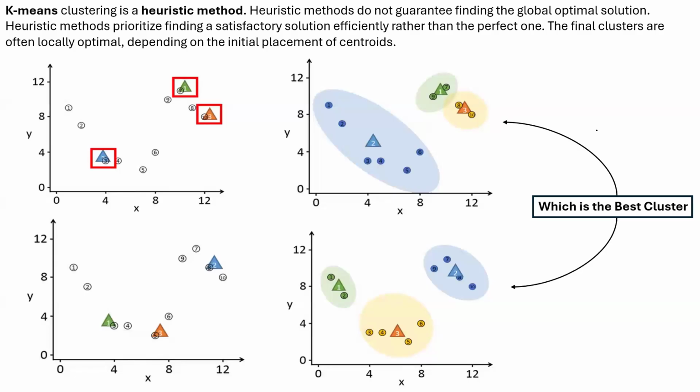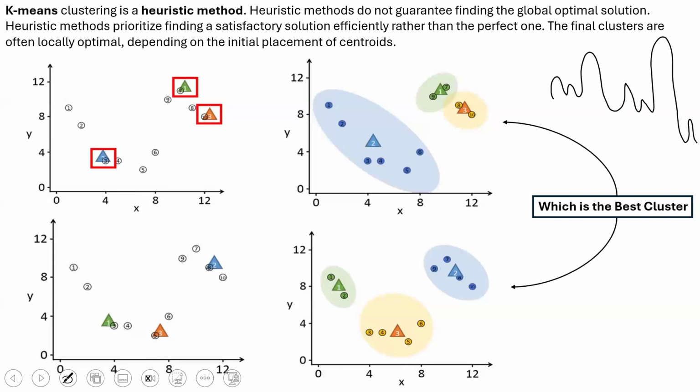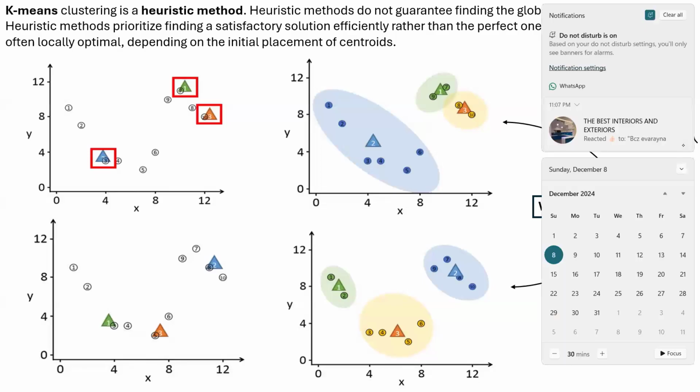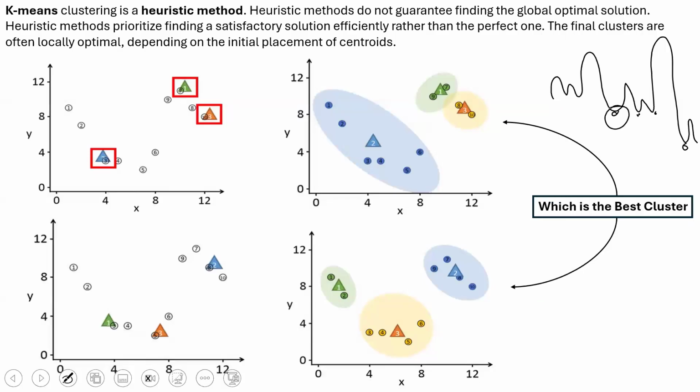You already know what a global optimal solution and a local optimal solution are, right? So if you have something like this, this is a local minimum, this is a local minimum, this is a local minimum, this is the global minimum, right? So these heuristic algorithms will not guarantee this global optimal solution. It may also come up with a local optimal solution. So when someone says this algorithm is heuristic, that means it does not guarantee the global optimal solution. Okay, heuristic methods prioritize finding a satisfactory solution but not the perfect one. It comes up with a satisfactory solution but not the perfect one.